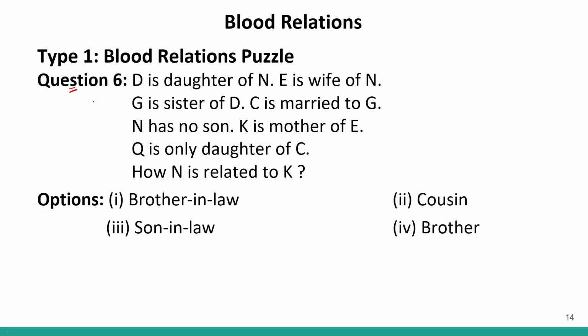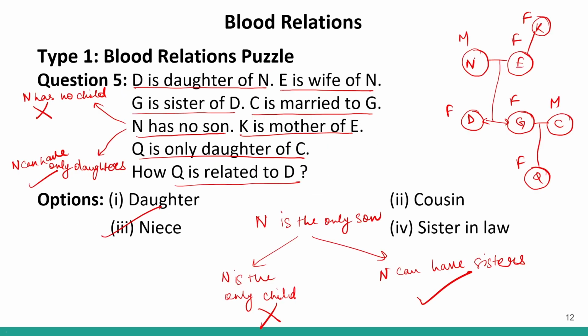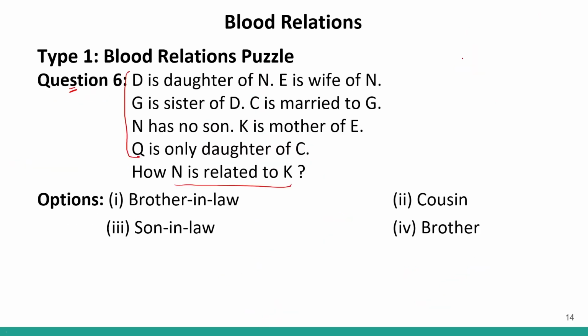Question number 6. Same information is given to us. We have to find out how N is related to K. So let us go back to the arrangement. N and K. How is N related to K? N would be the son-in-law of K, because K is E's mother, right? So N would be the son-in-law of K. Going back to the question, option number 3, son-in-law of K.